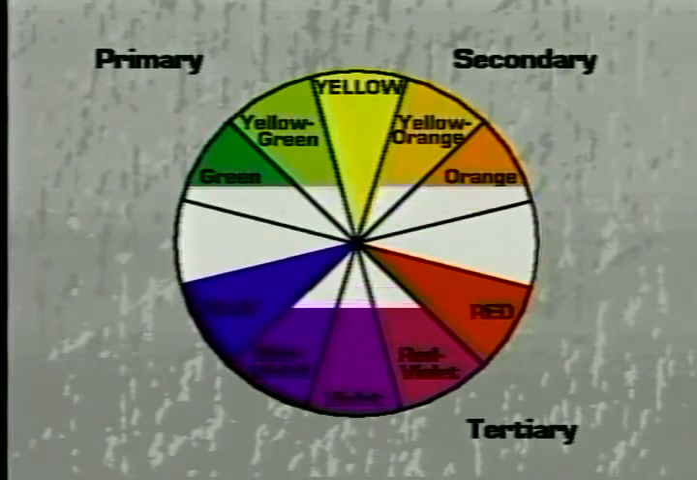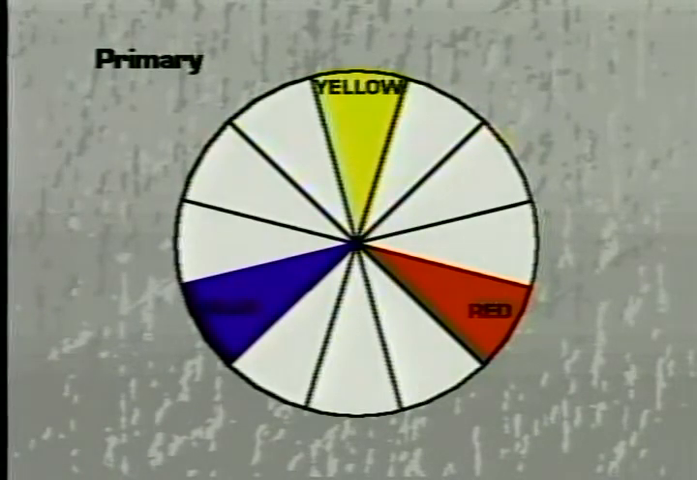The first class is the primary colors. These are basic hues of red, yellow, and blue. Any color can be made by mixing certain amounts of these three colors. The primary colors are placed in every fourth section of the 12-section color wheel.